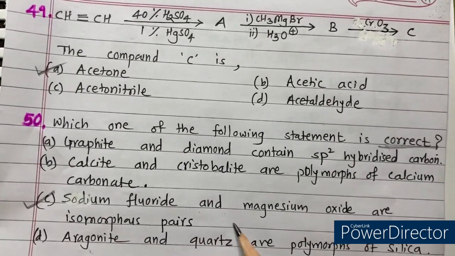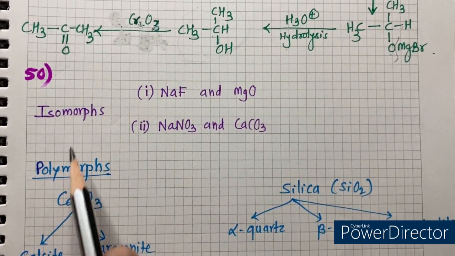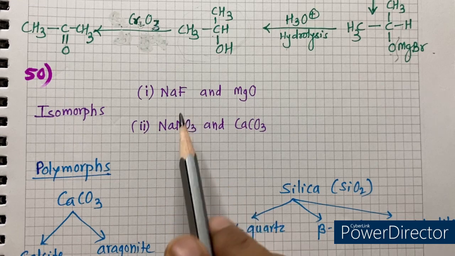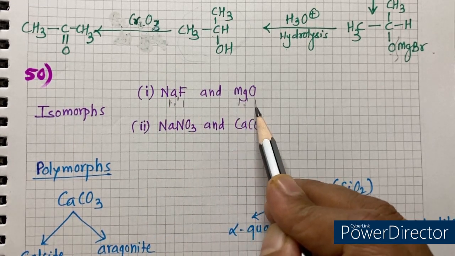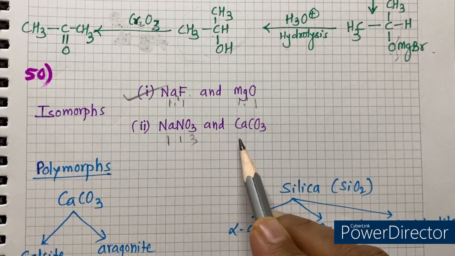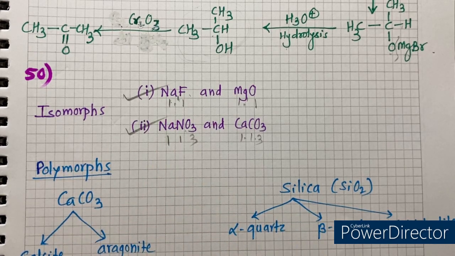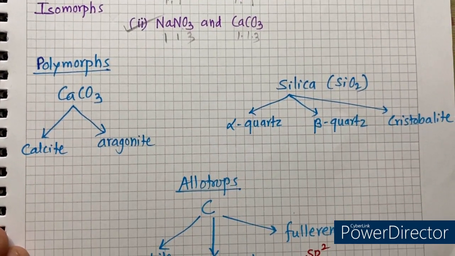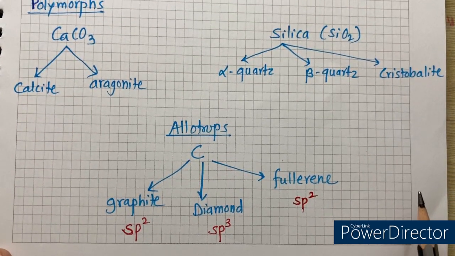Here, I will give you some tips to remember these points. Here, remember the isomorphous pairs which are given in our textbook. Here, the ratio is 1 to 1. Here also 1 to 1. Isomorphous pair. Here, 1, 1, 3. Isomorphous pair. It is a correct statement. Okay. Now, remember these points. Some MCQ may be asked on this point.